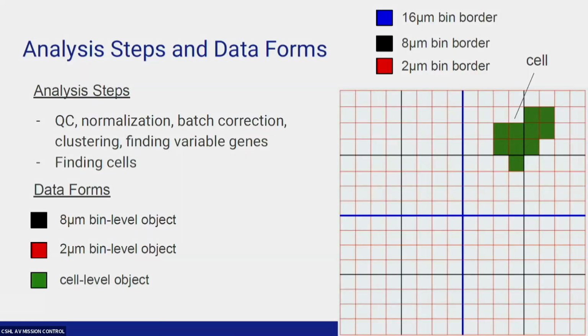So today I'll be covering some analysis steps such as QC, normalization, batch correction, clustering, finding variable genes, and finding cells. I'll be talking about what I'll call data forms. Basically, the data comes in different resolutions, with 2 micron being the largest, but you can also bin together expression to get 8 micron and 16 micron bins. Today I'll be talking about the 8 micron size, the 2 micron size, and then actually individual cells.